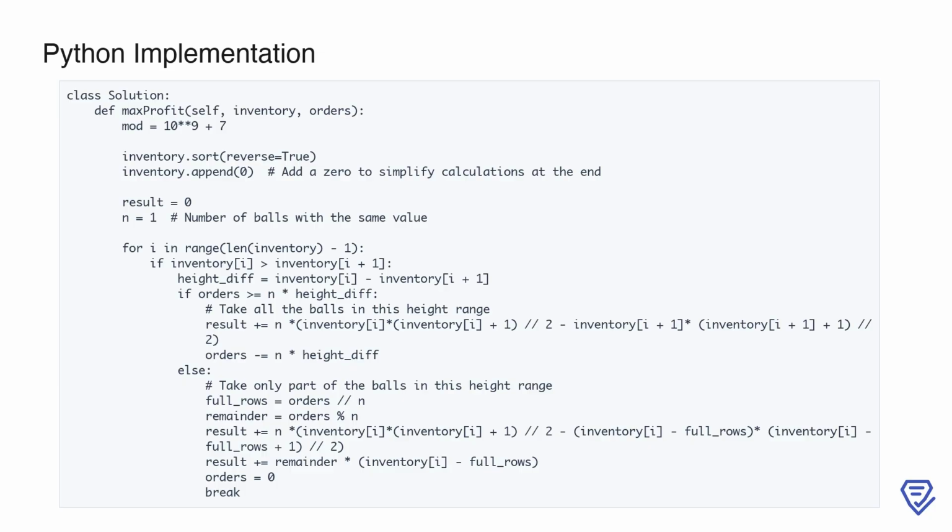Next, we initialize result to store the cumulative profit and n to represent the number of balls with the same value, starting with 1. The loop iterates through the inventory, and for each ball value, we calculate the difference in height or value between consecutive groups of balls using height_diff. If the number of orders can cover all the balls in this height range, we calculate the profit for the entire range using the sum of arithmetic sequences formula. Specifically, we subtract the sum of the next lower range from the current range, multiply this by n, and add it to the result. The number of orders is then reduced accordingly.